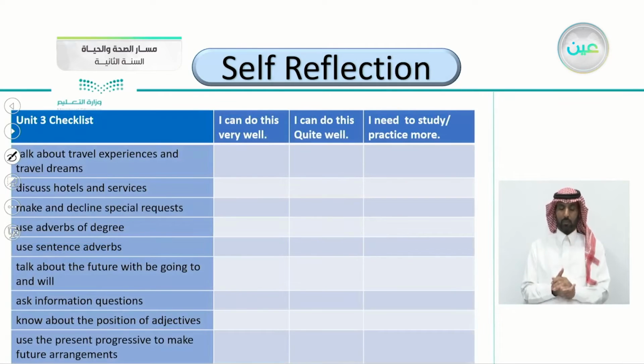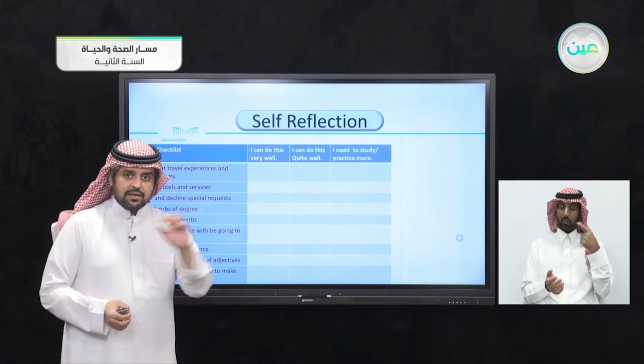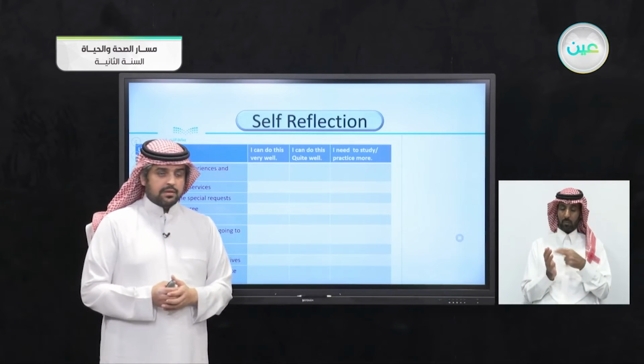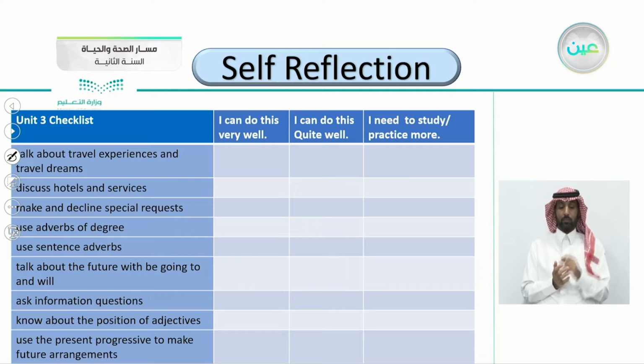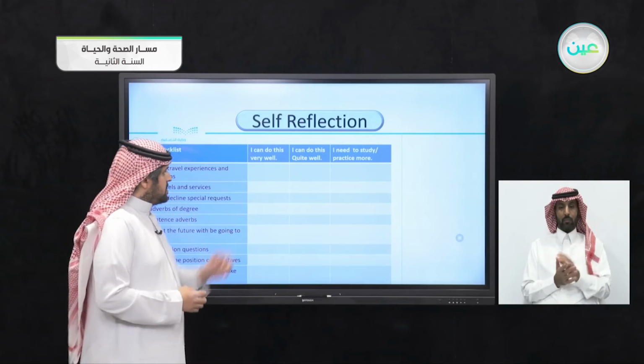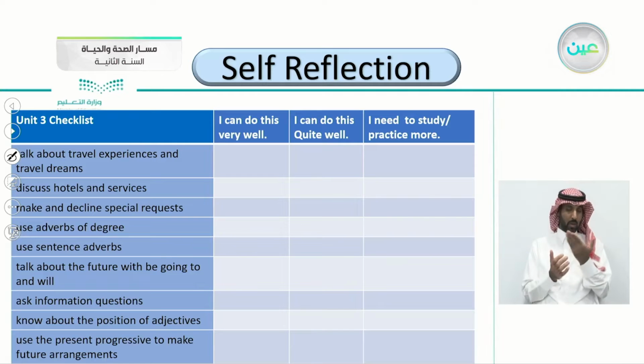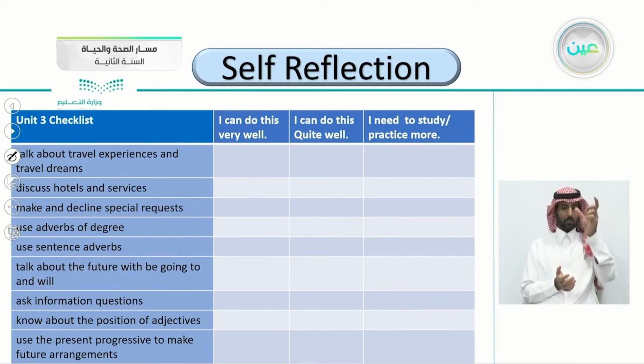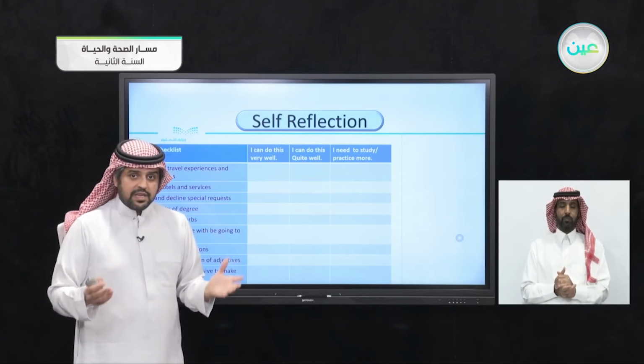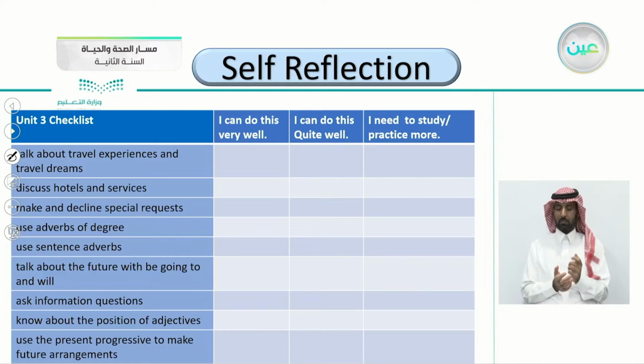And here's a chart that will help you evaluate yourself. This is a checklist where you read some things here. Then you check them in these columns. Before we do the checklist, let's read the columns. I can do this very well. So we will read these parts here. I can do this very well. We'll read the lessons. If you found it very easy for you, check in this column. I can do this quite well.